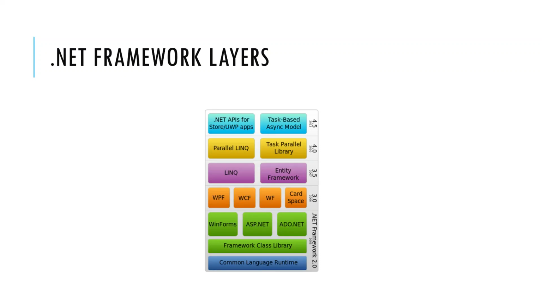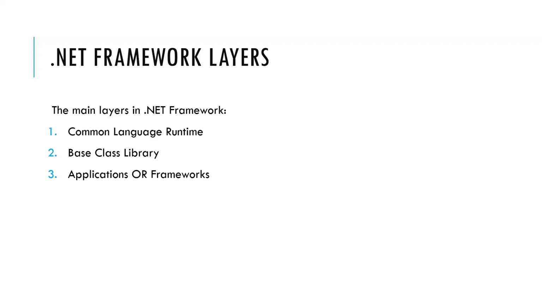.NET Framework layers. If you see this picture, at the bottom there is the common language runtime. Then the second layer is the framework class library. Then the third layer consists of different frameworks and supported application types. So as I mentioned earlier, it has three layers: common language runtime, base class library, and applications or different frameworks.